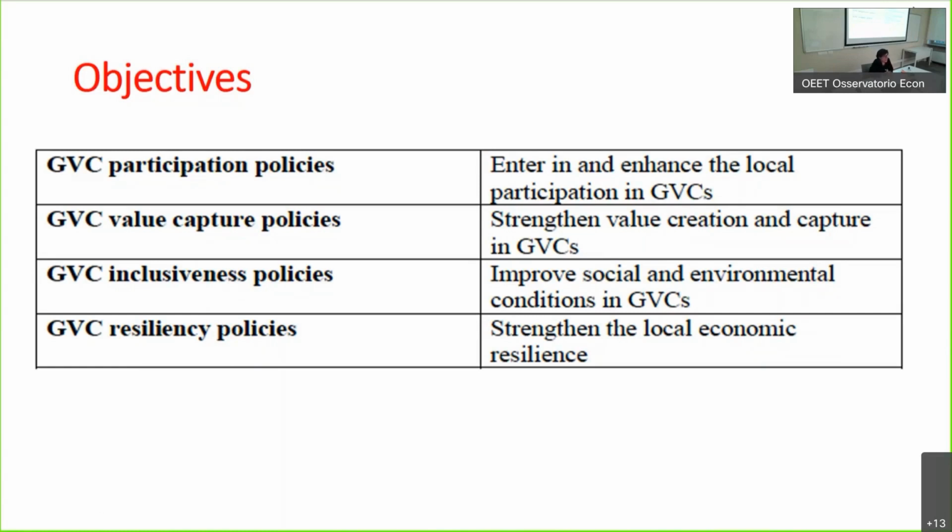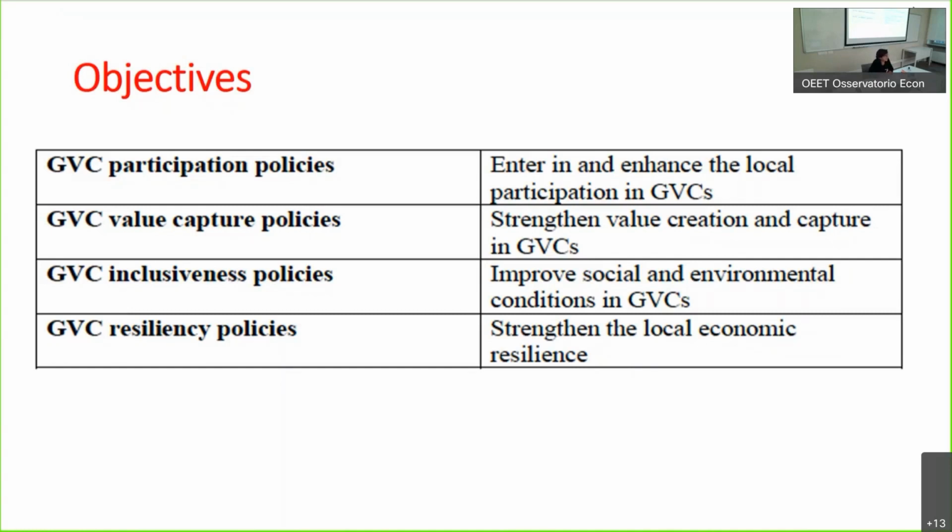The second category is GVC value capture policies, and in this case the objective is to strengthen value creation and to capture value added in GVC. Then we have the third category, and this is GVC inclusiveness policies. And in this case, the objective is to improve social and environmental conditions in GVC. And finally, and quite important in the most recent period, are GVC resiliency policies. So those policies trying to strengthen the local economic resilience when countries or firms are involved in GVC. So these are the four categories of different types of GVC-oriented policies.